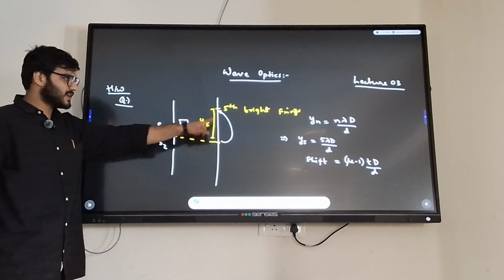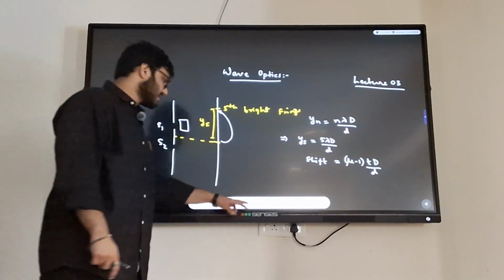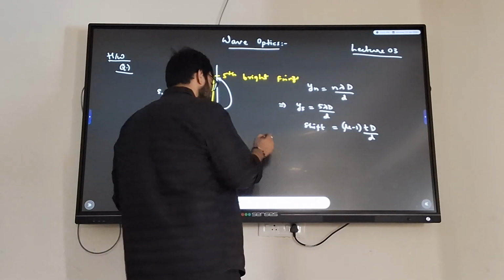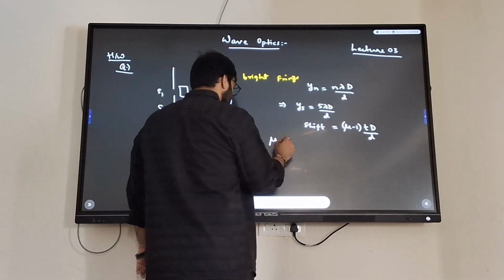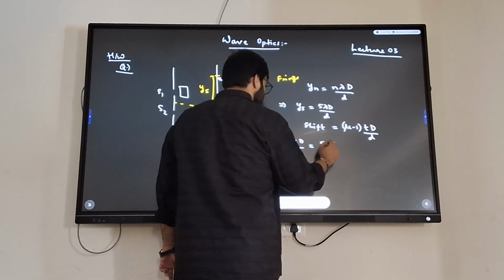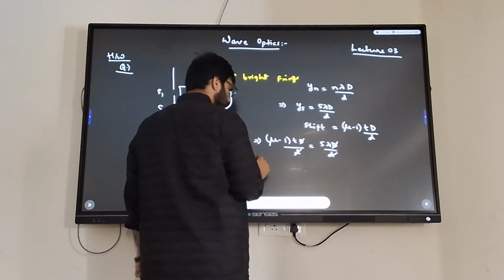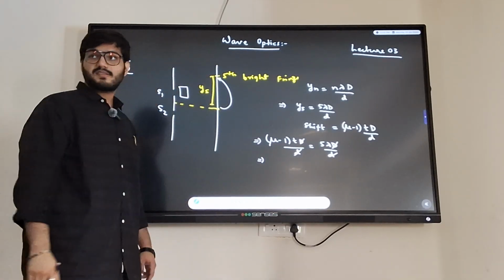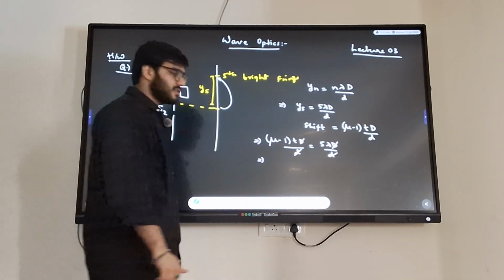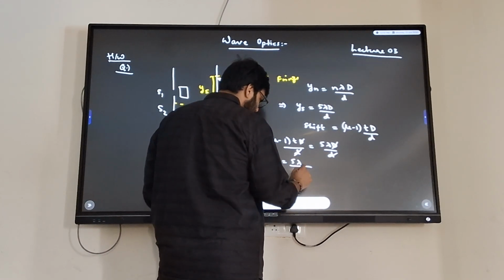Now your shift has to be equal to this y5. Yes or no? So that means (mu minus 1) T capital D by small d has to be equal to 5 lambda capital D by small d. And then you can find the thickness very easily. What is the thickness equal to? 5 lambda by mu minus 1.